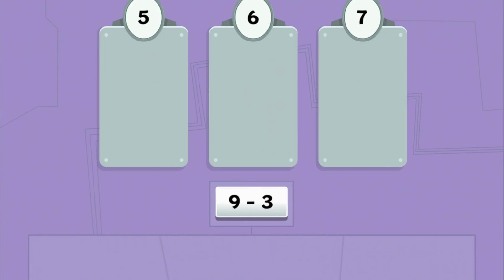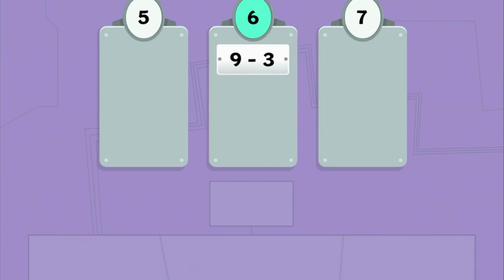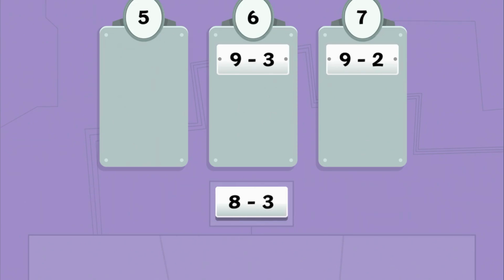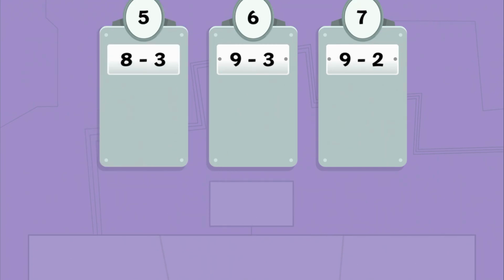What is 9 minus 3? 9 minus 3 equals 6. What is 9 minus 2? 9 minus 2 equals 7. What is 8 minus 3? 8 minus 3 equals 5.